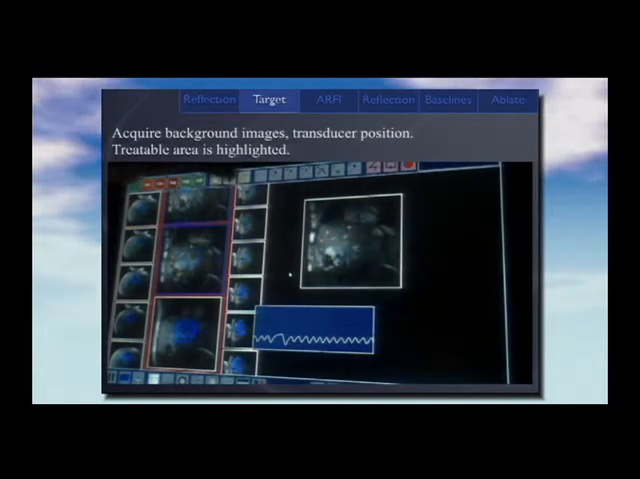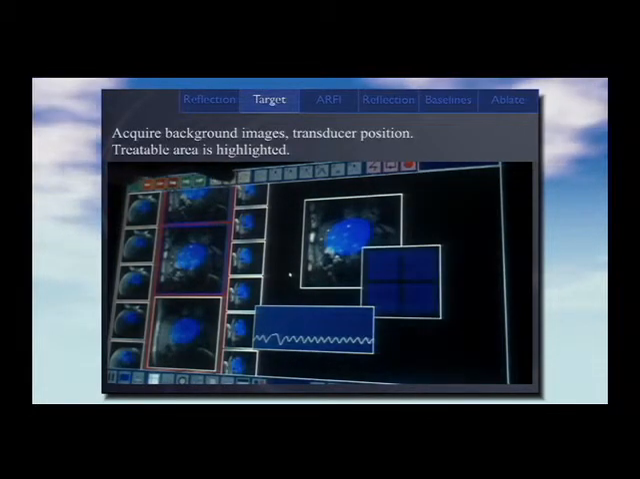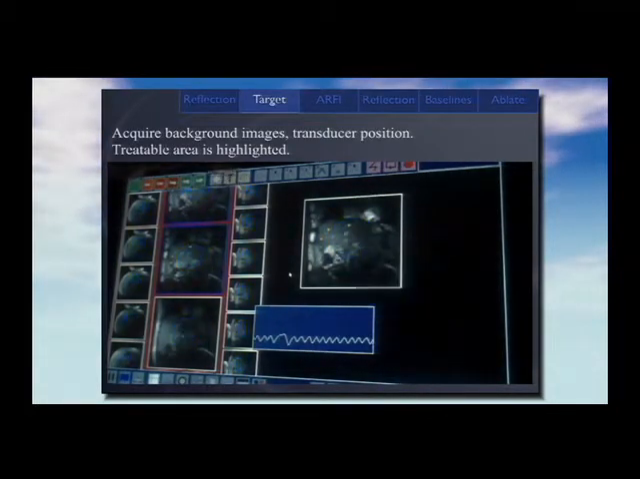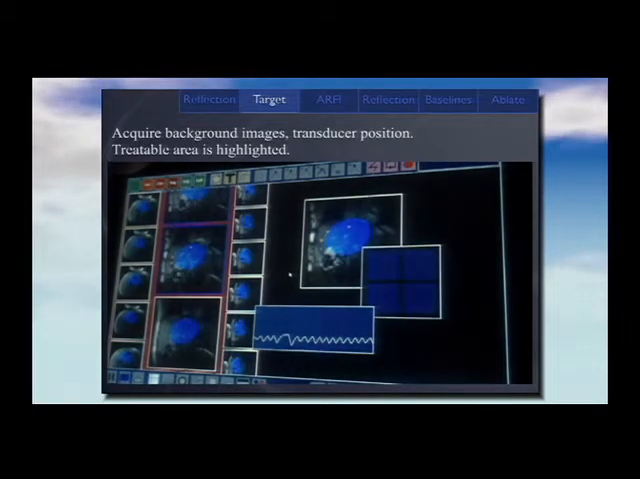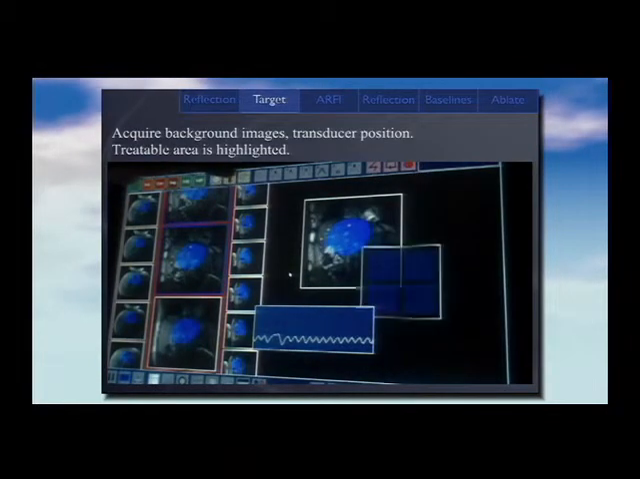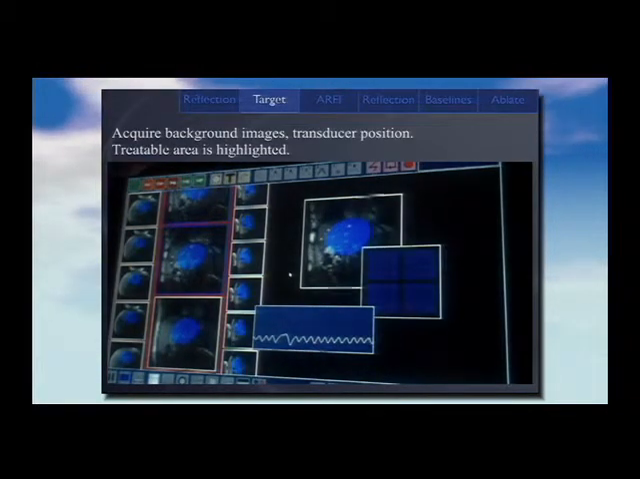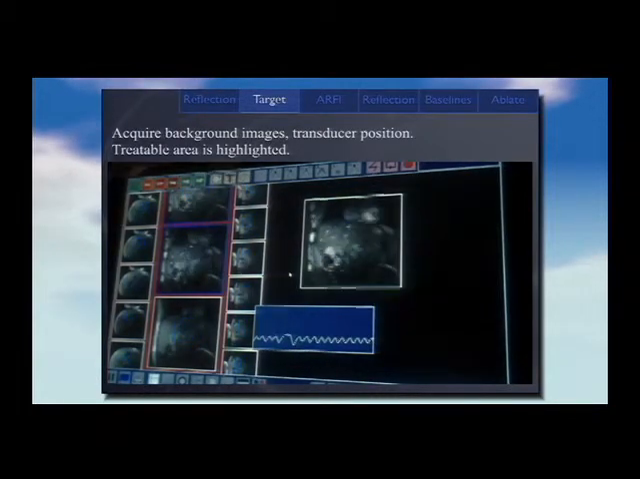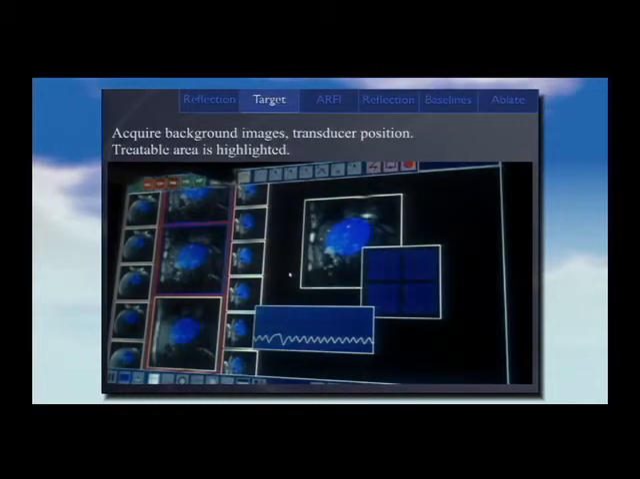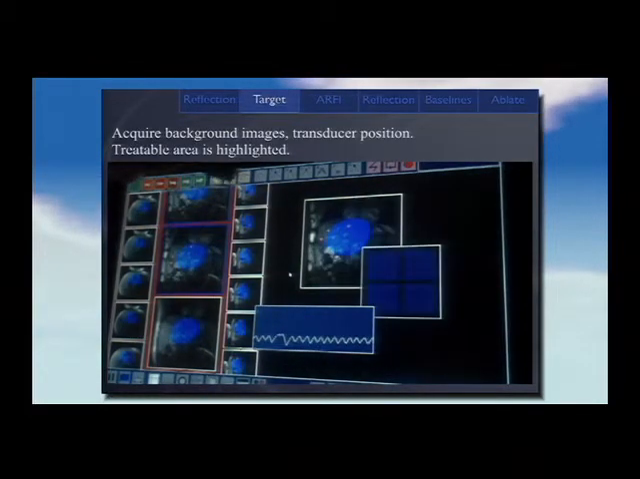Okay, and the next part is to target. So we acquire multiple background images at different points in the respiratory cycle. And in addition, we obtain the transducer position at multiple points in the respiratory cycle. So our subjects are equipped with the bellows. At that point, we have background images that we can then highlight what the treatable area is. We don't do this from the depiction of the transducer, but we do this from the location of the tracking coils, which we know, and therefore we know what the treatable area will be.